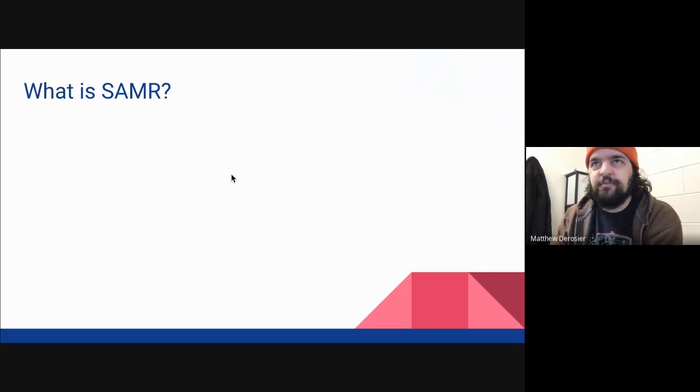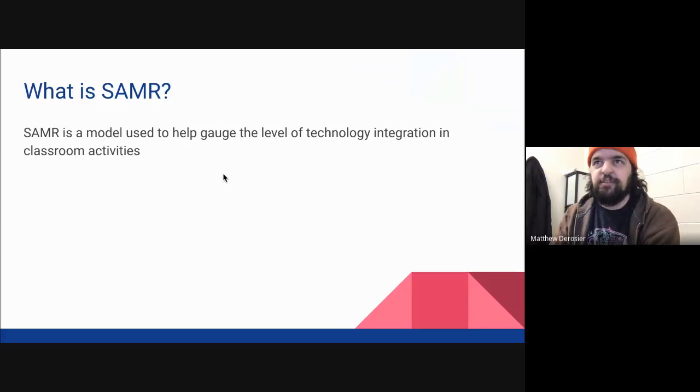The SAMR model is a model used to help gauge the level of technology integration in classroom activities. You might have seen this already if you were here a couple of years ago. I know the first year that I went through, I was at the middle school with you guys, and I think it was Craig Nansen and I were presenting on this a while back. But it might have been a while for some of you, so it's good to get a refresh on some of this.